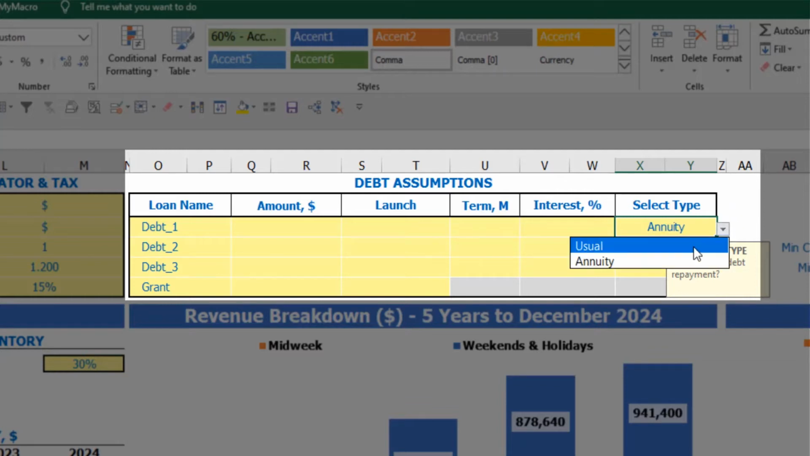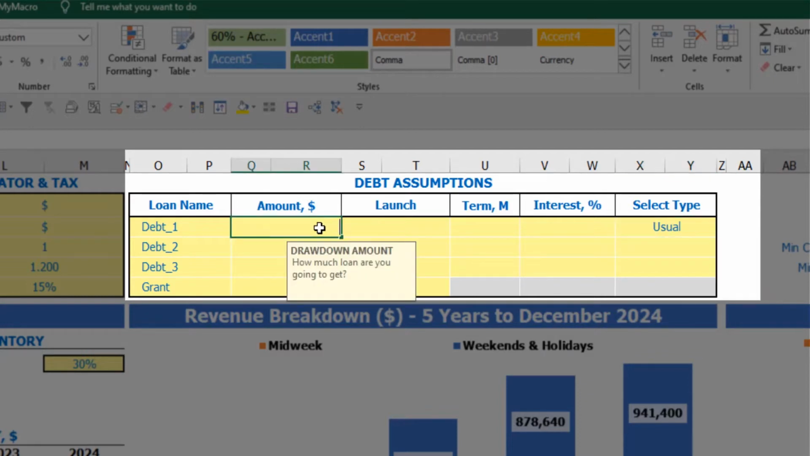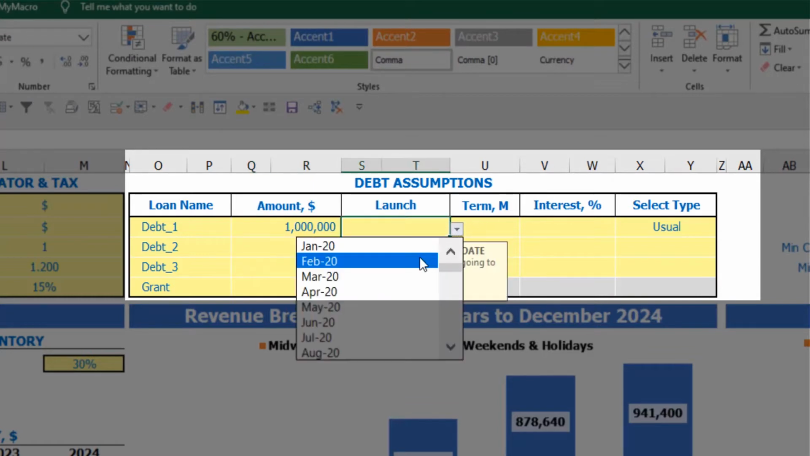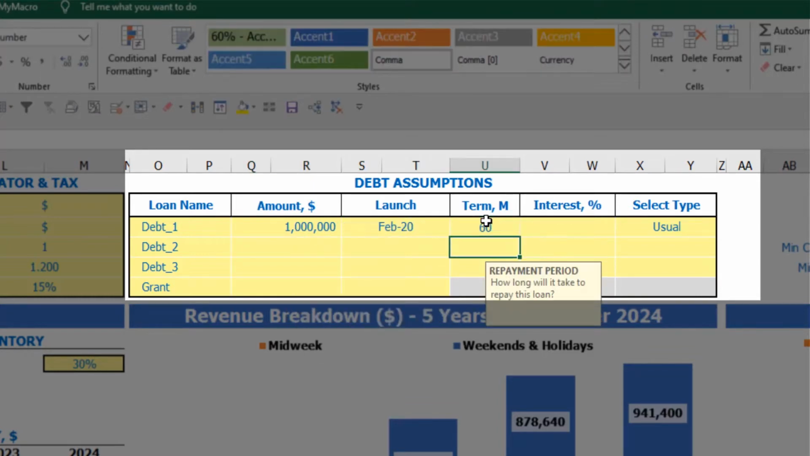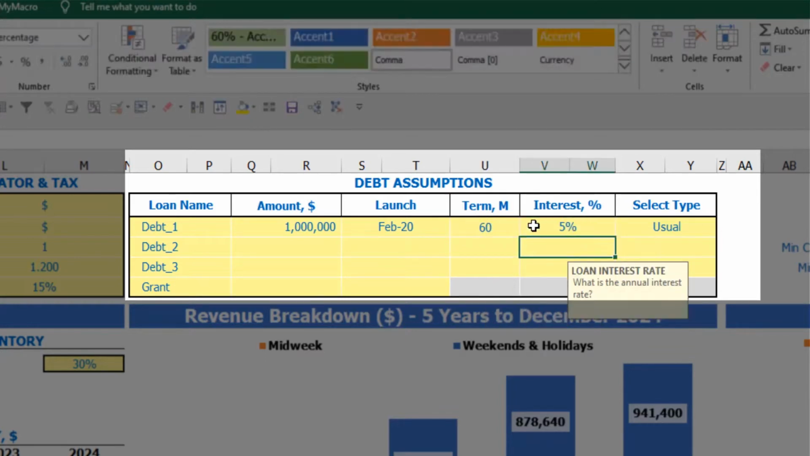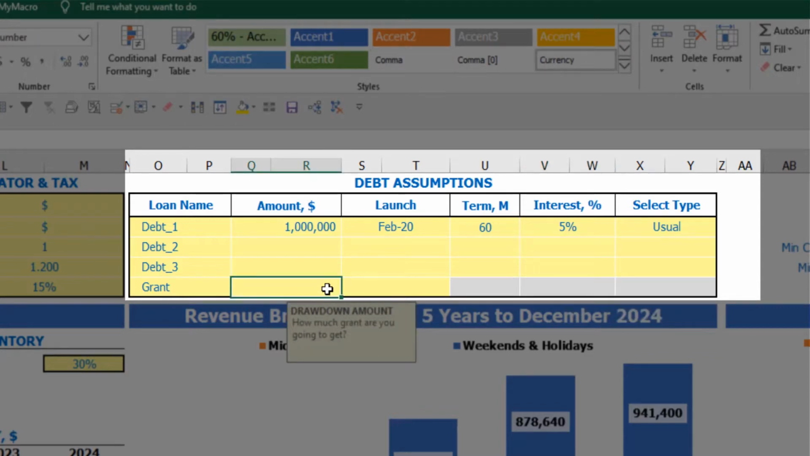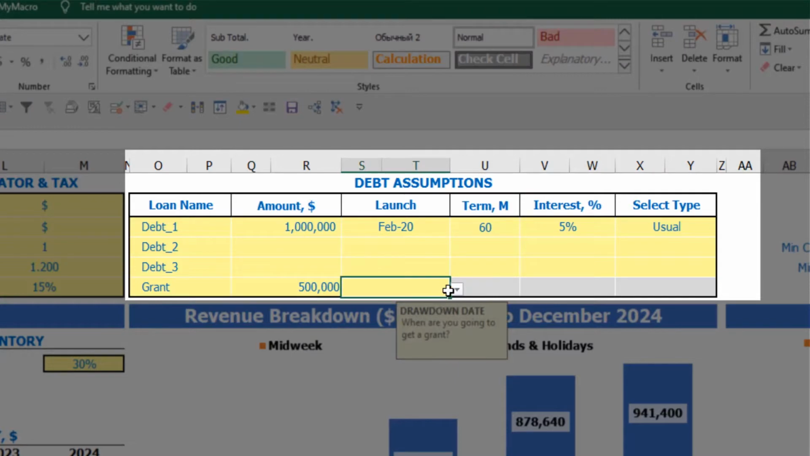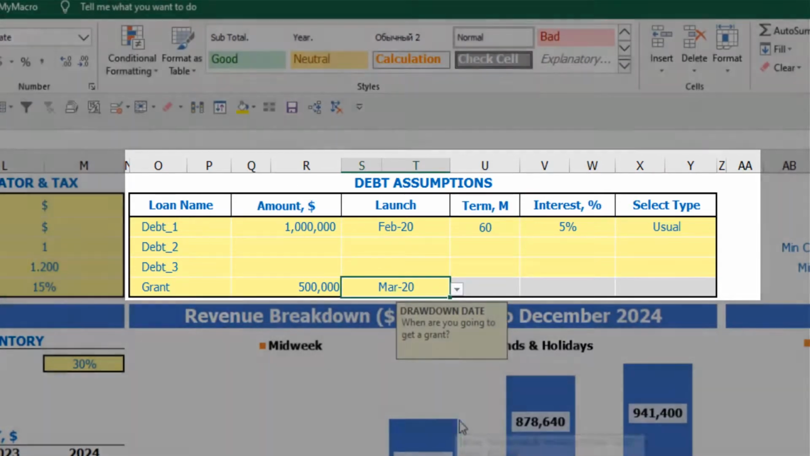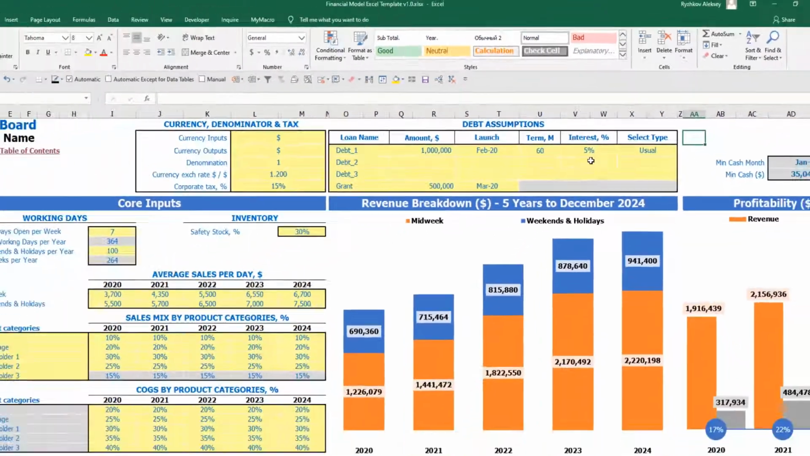In case if you will select usual, your main debt repayments will be equal parts and interest will be just interest on the debt's closing balance. Let me give you an example how it works. So you may input some amount of the debt, the launch date, term will be 60 months, and interest can be 5%. You may also input the grant, which is just simple amount, which is paid in some specific months, and that's it. No repayments, no terms in terms of interest.